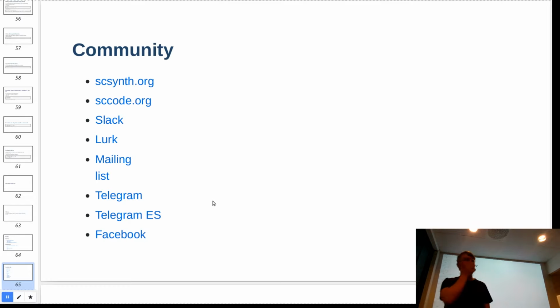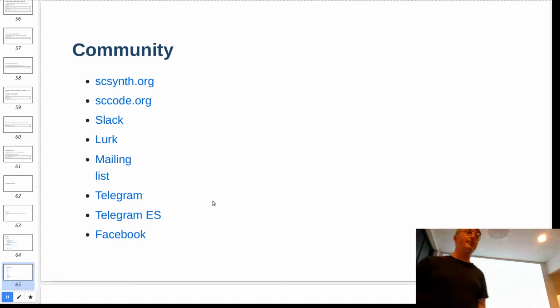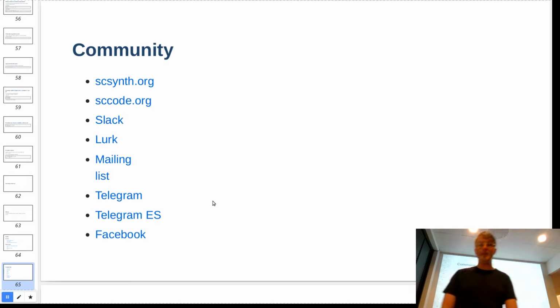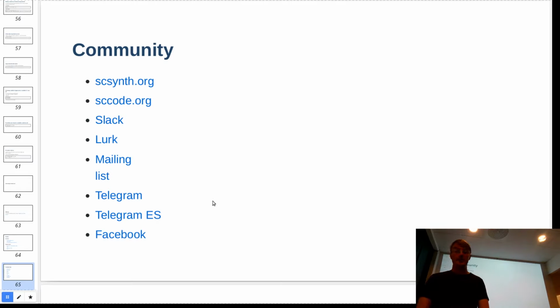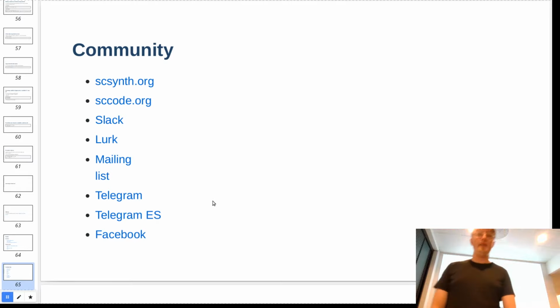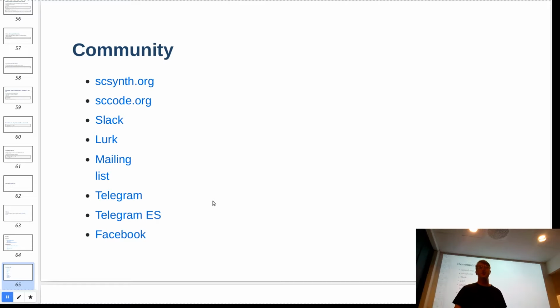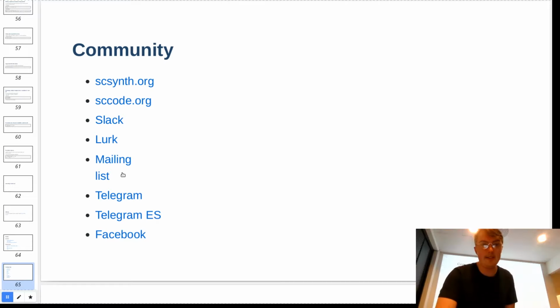If you haven't dealt with this kind of stuff before, maybe you don't even know what a mailing list is, but it's a very old school way of making a forum on a mailing list. And this one has been running forever, and it just contains so much information. But it's harder to use than a normal website, I would say. So I recommend scsynth.org if you want help. It's rather new, so it doesn't contain as much information as some of the other ones do.